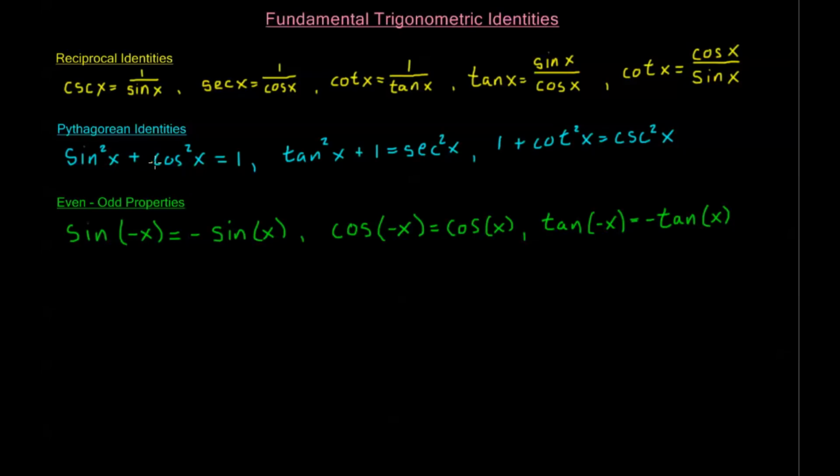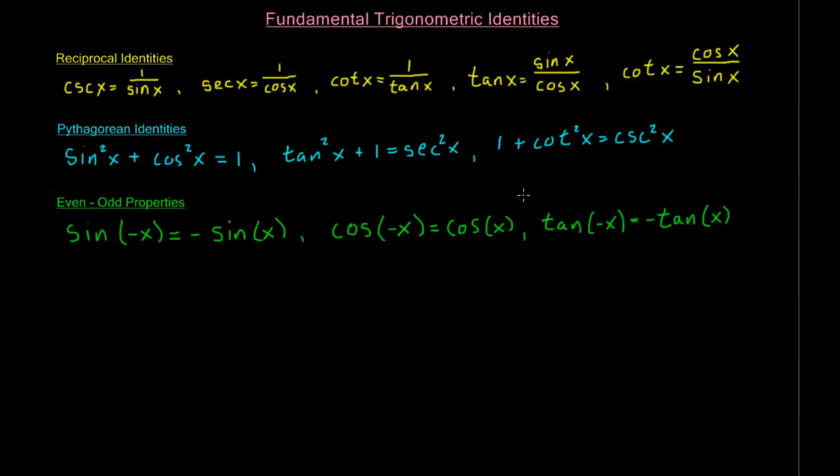So we have that sine squared x plus cosine squared x is 1. Remember, if we take this first identity and divide both sides of it by cosine squared, we get tangent squared x plus 1 is equal to secant squared x. And again, if we take this first identity and then divide both sides by sine squared, we get 1 plus cotangent squared of x is cosecant squared of x. We also have our even and odd properties.